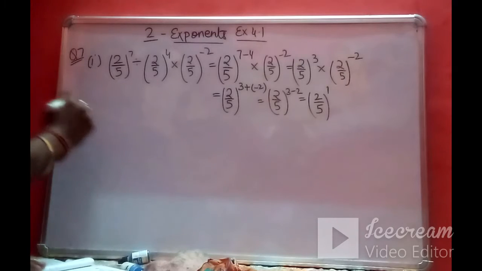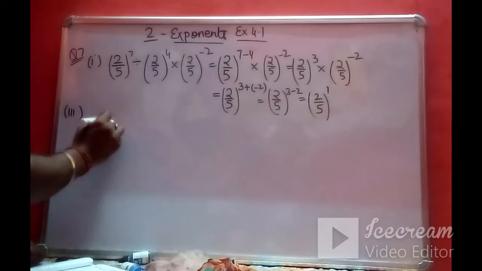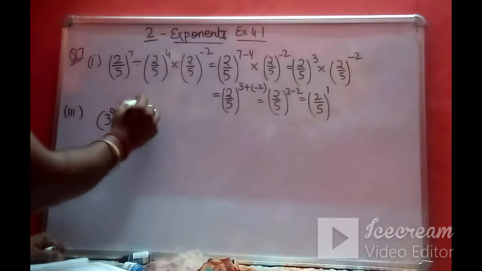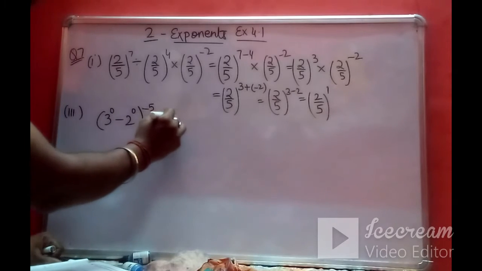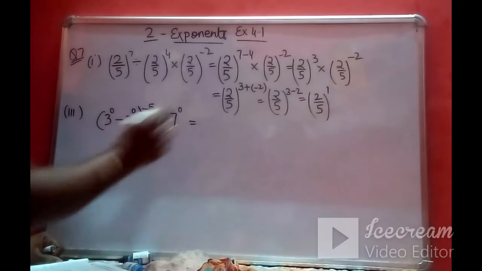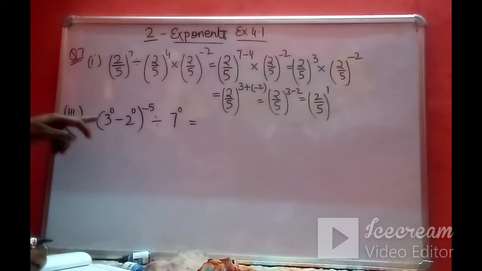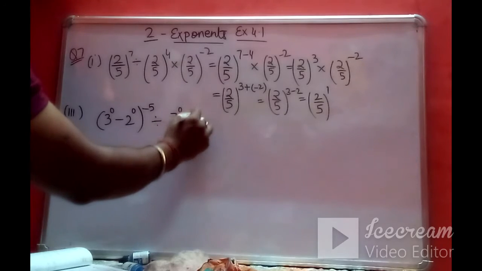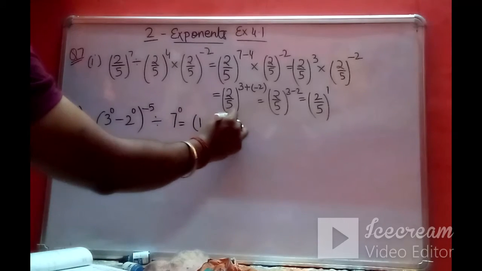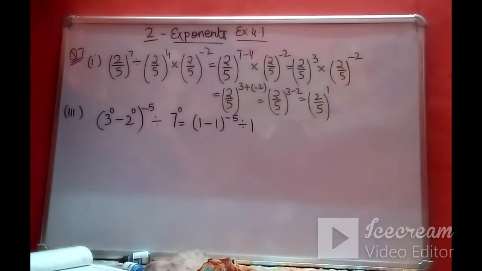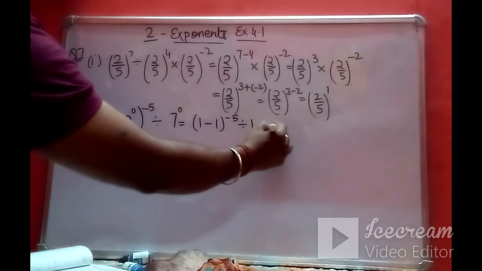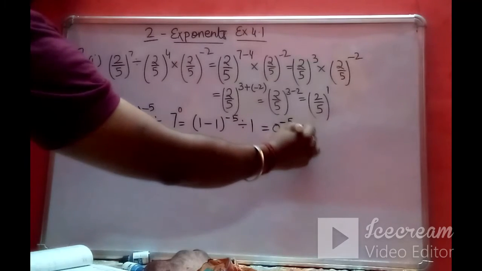Then suppose a question is like this: (3^0 minus 2^0) to the power minus 5 divided by 7^0. Okay. Now what I have told you, any number whose power is 0 is always equal to 1. So it is (1 minus 1) to the power minus 5 divided by 1. Okay, so this is 1, this is 1, and this is also 1. So what we will get, 0 to the power minus 5 divided by 1.